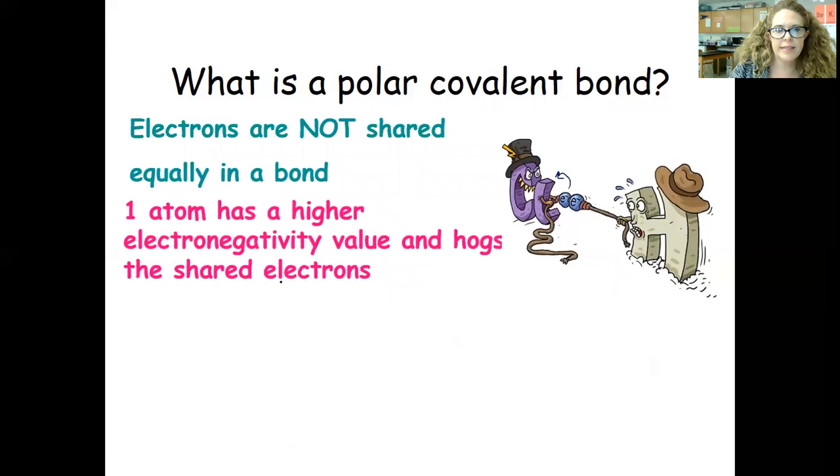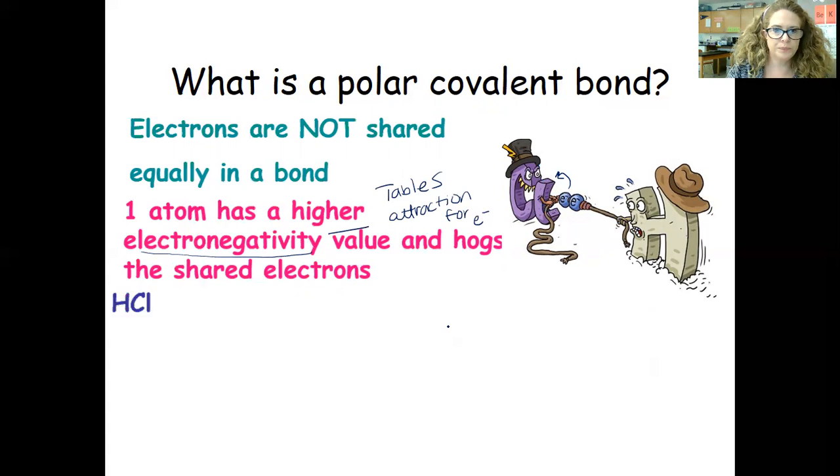So one atom has a higher electronegativity value and hogs the shared electrons. So remember, electronegativity is that value that's listed on Table S of your reference table, and it means the attraction for electrons, not elections, electrons. So attraction for electrons, right? So chlorine has a much higher electronegativity than hydrogen does, so it has a stronger pull, which means the electrons are hanging out closer to chlorine than they are to hydrogen.